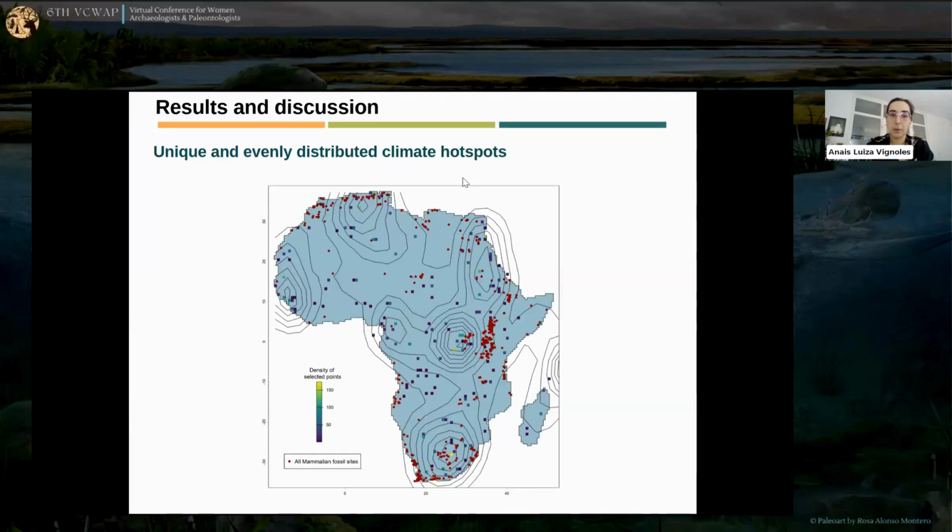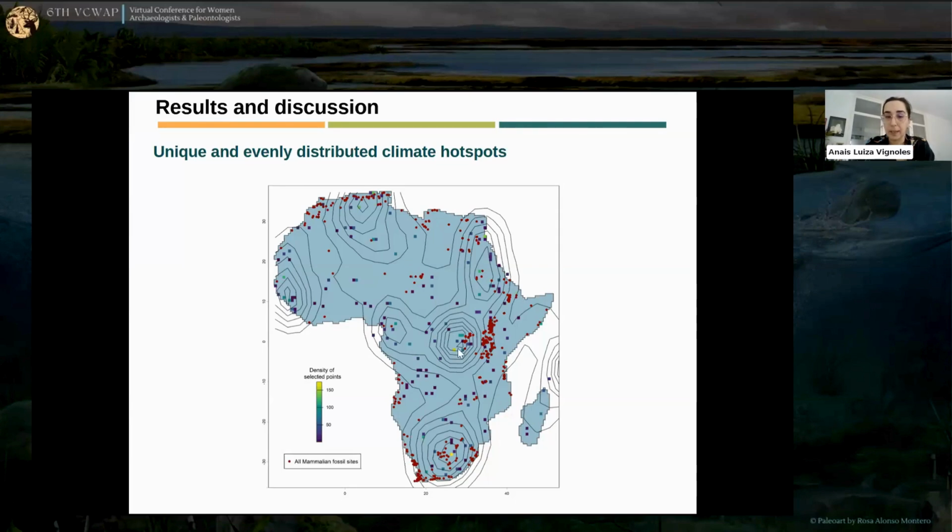So this is exactly what I was saying. We find all of these spots that are unique and evenly distributed, both in environmental space and geography. And as you can see, the mammalian fossil sites do not cover all of those spots. So especially we have very few sites, for example, in these spots, even also in these spots. The Madagascar area is also very underrepresented by fossil sites.